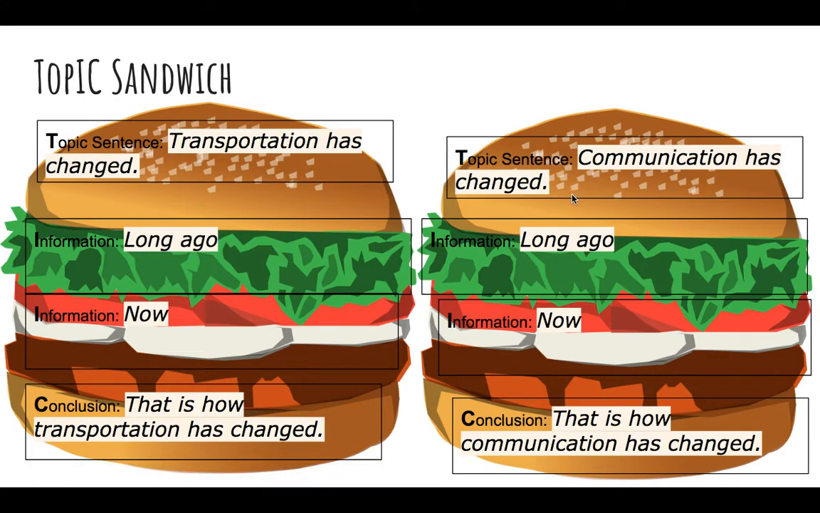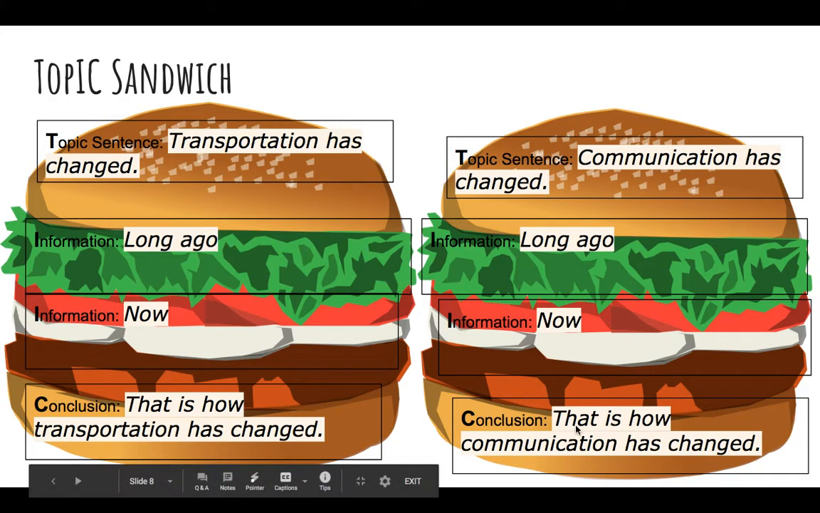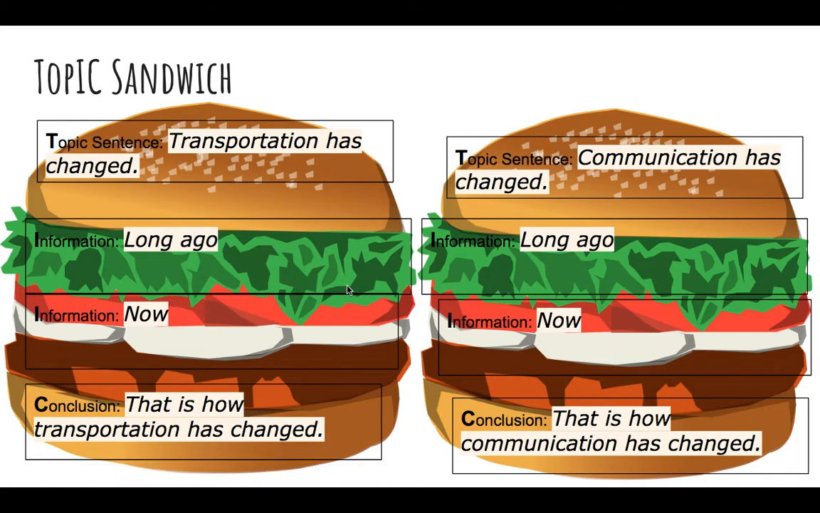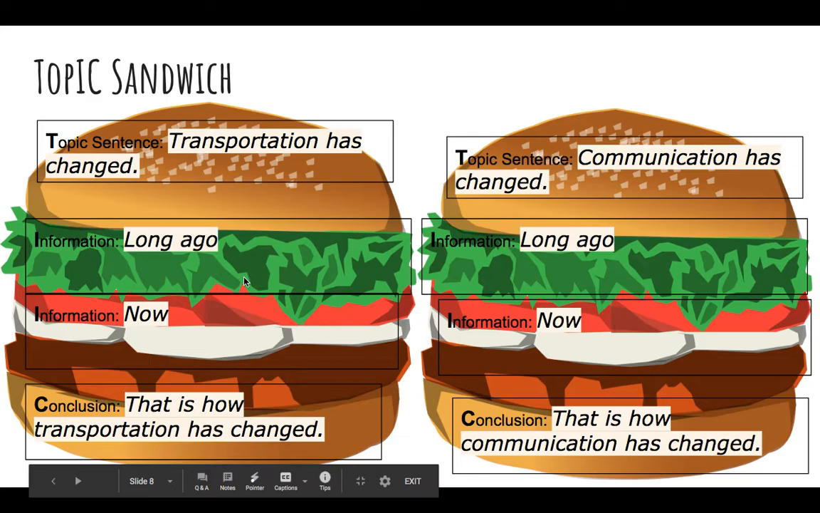If you choose communication, Miss G helped you out here and she wrote, communication has changed. So you can use that as your topic sentence. Again, you're writing about long ago, then you're writing about now, 2 different sentences. Then lastly, that is how communication has changed. And you can see that is similar to the topic sentence. Keep in mind, I need all of this, right? I need 4 sentences at the end of the day.